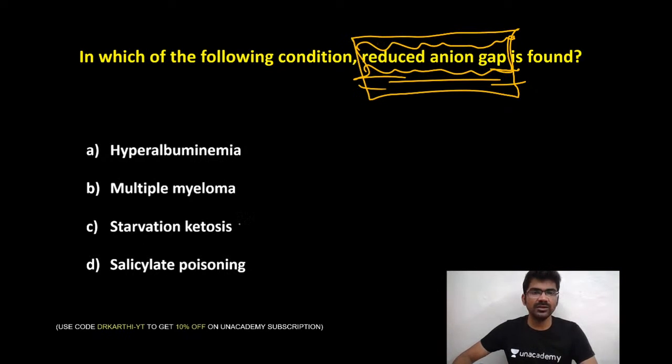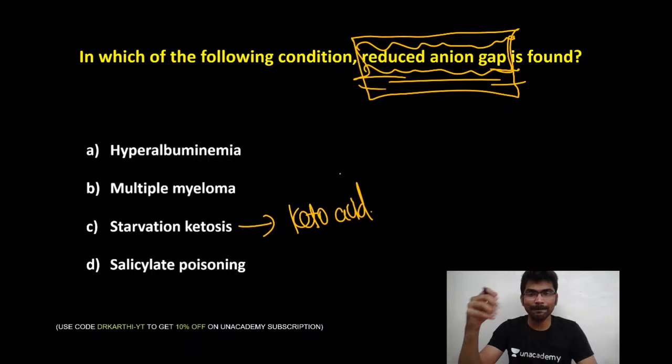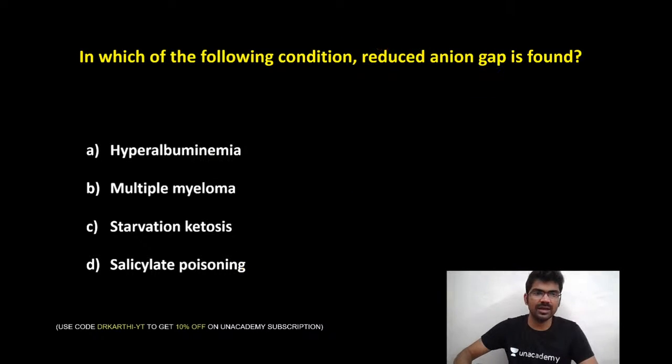See, starvation, ketosis. There will be keto acids accumulating. So what are the keto acids? What are those? Acetoacetate, beta hydroxybutyrate, negatively charged. Salicylate, it's also negatively charged. It's going to increase the anion gap, right? It's going to increase the anion gap. So it's not known whether hyperalbuminemia is going to increase or decrease the anion gap.